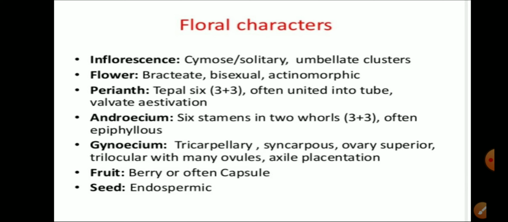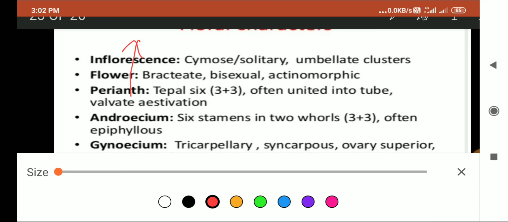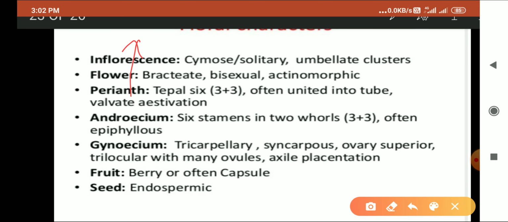The floral characteristics of family Liliaceae: the inflorescence bears cymose type of flowers, and flowers may be bisexual and actinomorphic. Perianth, that means tepals, is a group of sepals plus petals. So it includes 3 plus 3 combination. We have 3 plus 3, that means we have perianth like this, often united into a tube, valvate aestivation.